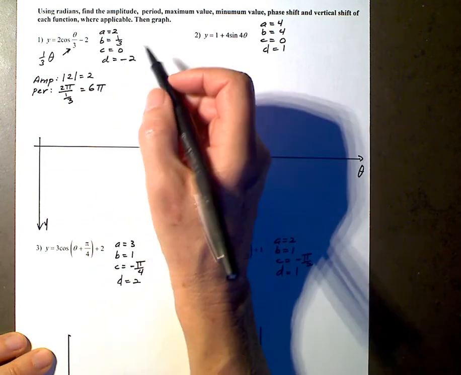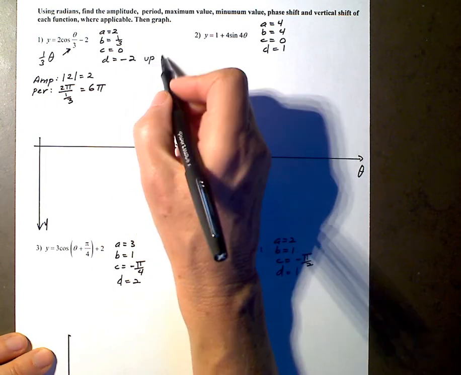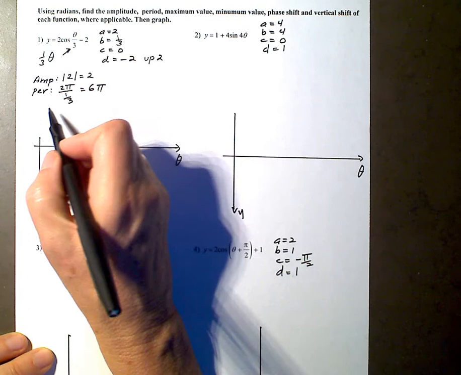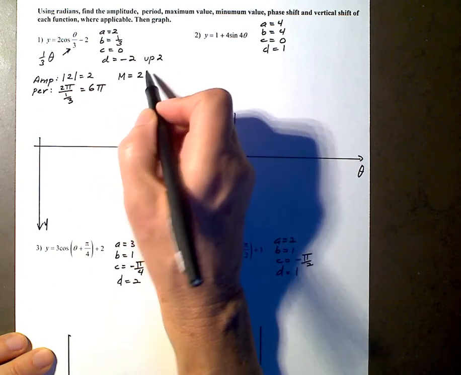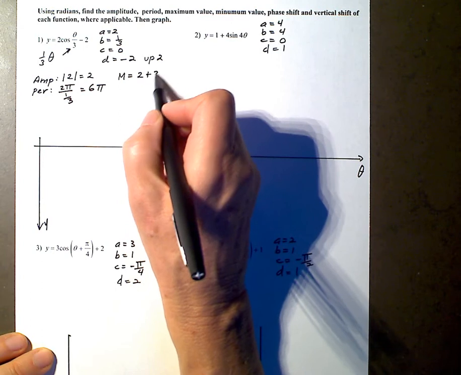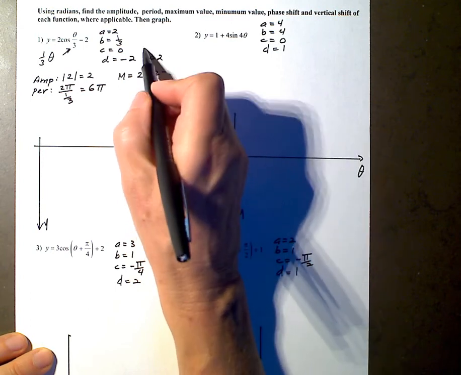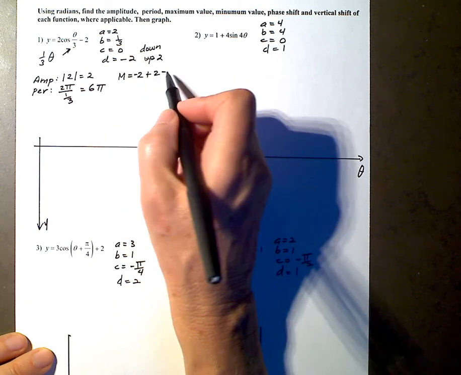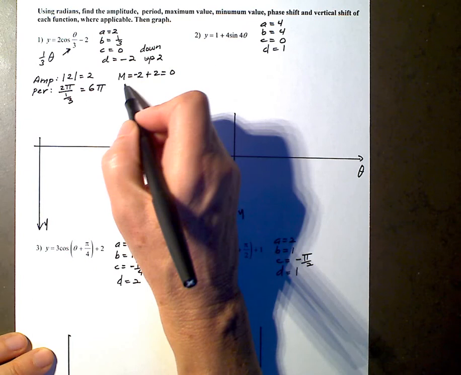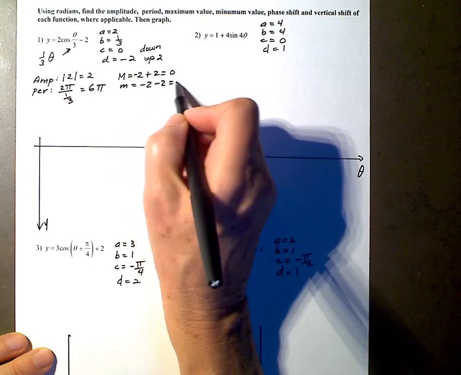My baseline, because this is shifted down by 2 units, is going to be -2. So my maximum value will be where I start at -2 plus 2 up, so it'll be 0, and my minimum value will be at -2 shifting down 2, at -4.